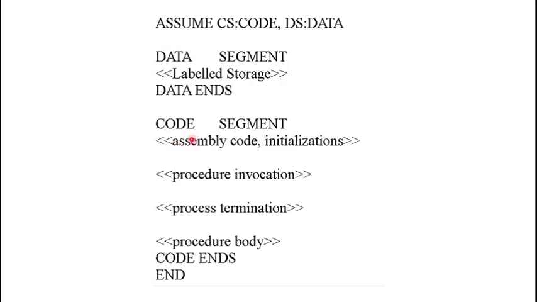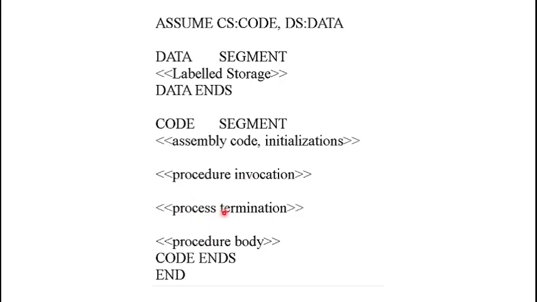You will have the code segment. Within the code segment, the initialization part for procedure invocation will be there. Then the procedure invocation, the call part, will be there. Then the termination part of the entire code will be there, followed by the procedure body. Note that the invocation should not be immediately followed by the procedure body. Invocation and procedure body should be separated by a process termination or a branch.